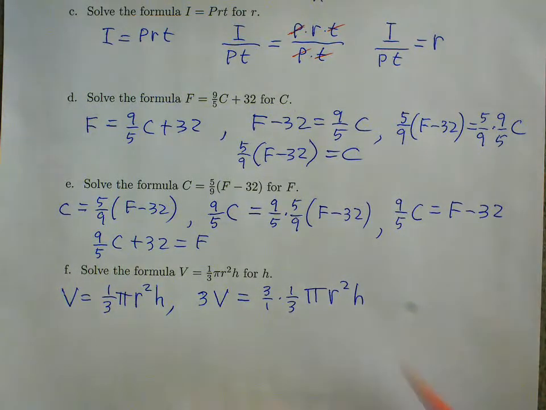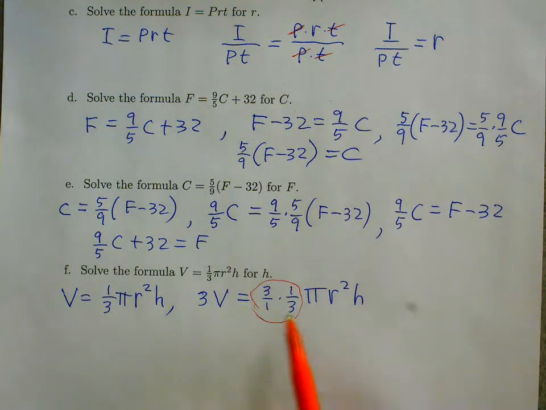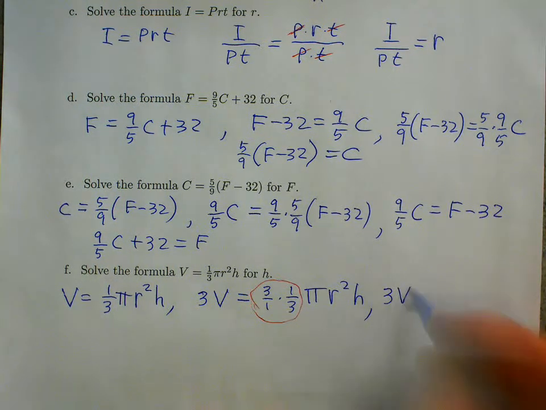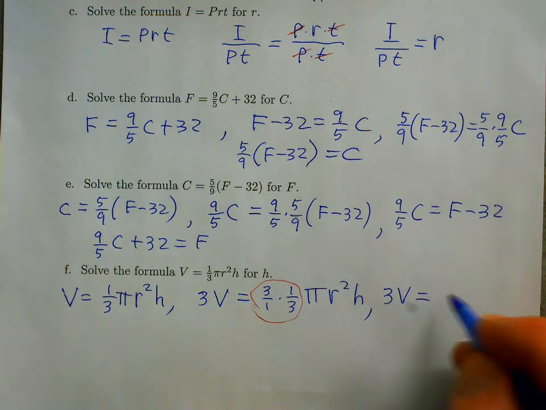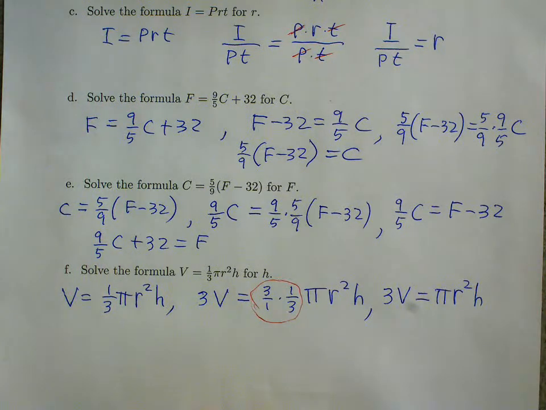So it's okay if you feel that you have sufficient experience, it's not really necessary to write 3/1 times 1/3 because we know it's just going to be a factor of 1. But I'm putting in that extra information now. So this will become 3V equals pi r to the second h. Okay, we want to solve for h, so we can just do it in one more step.